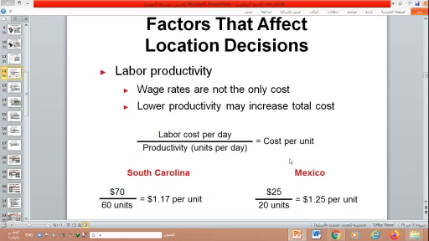How can we calculate the cost per unit? Labor cost per day divided by the total units, or the output per day.